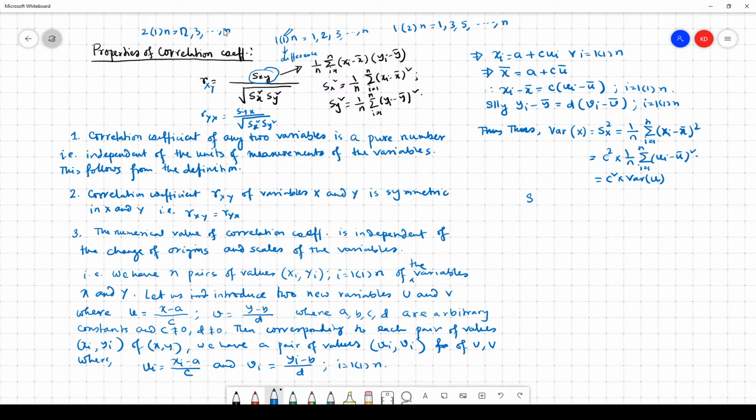So similarly, the variance of y is equal to d square times the variance of v.